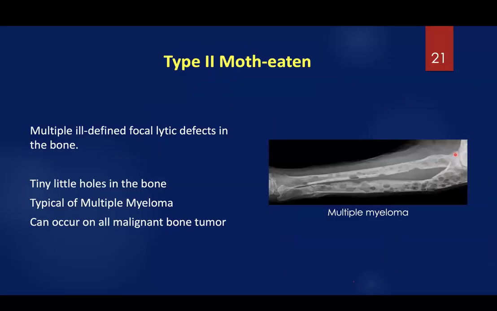Now, this is a moth-eaten pattern of bone destruction. And typically, it's focal lytic defects within the bone. These are tiny little holes within the bone. And this case is multiple myeloma. This is very typical of multiple myeloma. And mind you also, these lesions can occur in metastatic bone disease.